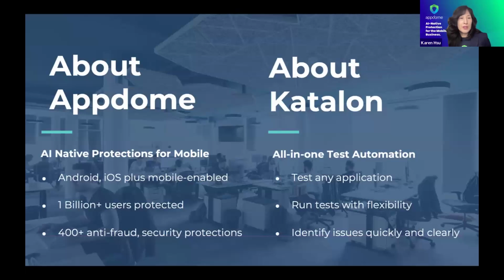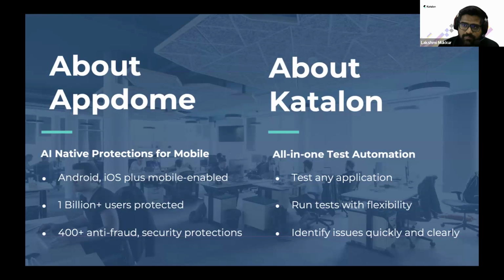A little background on us so you have an understanding of our perspective. Appdome provides AI native protections for mobile. That means protections for Android, iOS, plus mobile enabled devices, AR, VR, point of sale devices. We protect over 1 billion users around the world, and those users are using one or more of our 400 different anti-fraud and security protections.